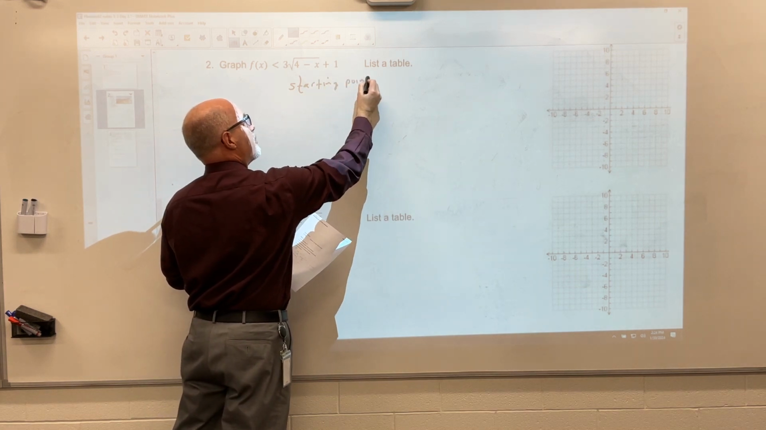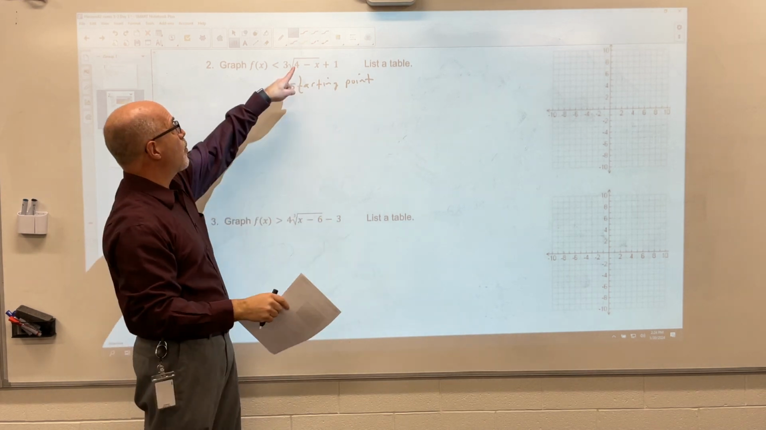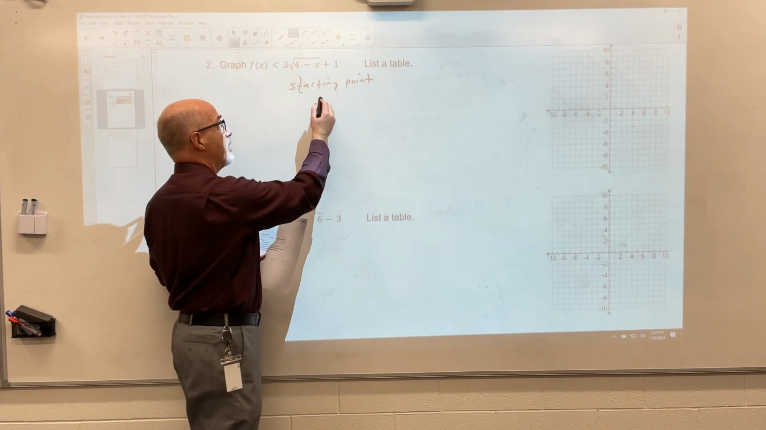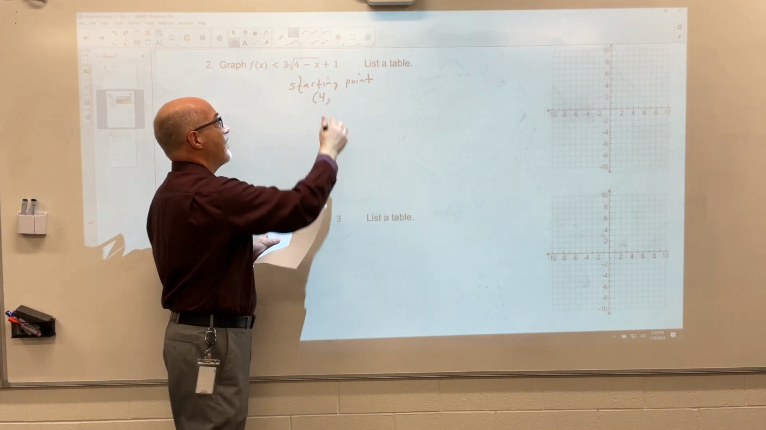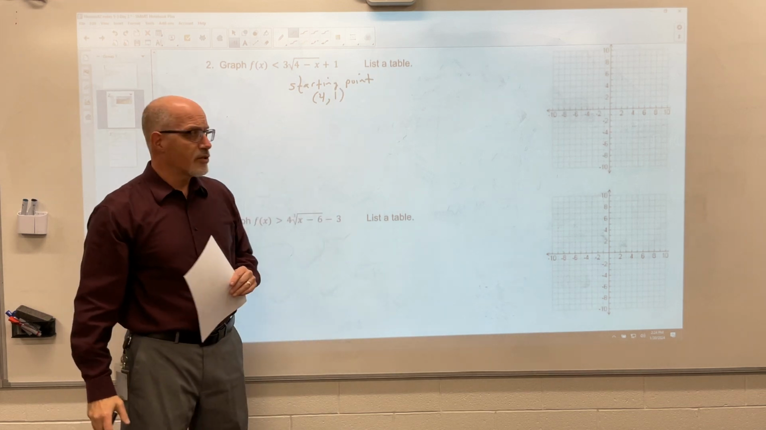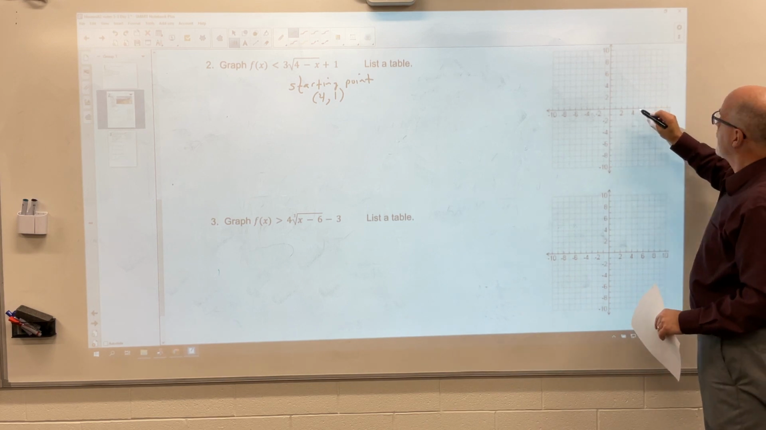You're used to it being the opposite of the number, when in reality, it's what you put in for x that will make it equal to 0. So that's a 4. And then the same number out there would be a 1. So I'm going to start my graph at 4, 1 up here.